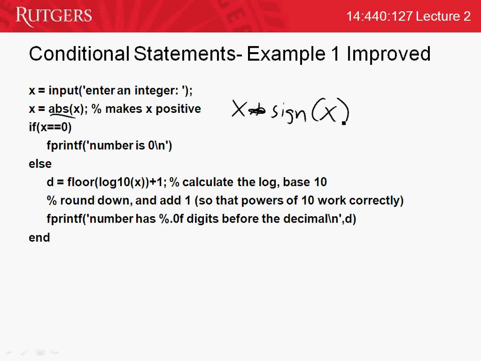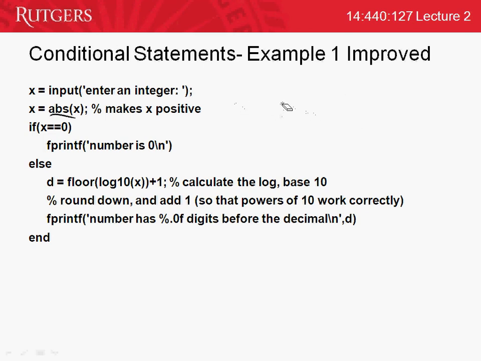Why? Well, if x is 0, sign 0. If x is positive, the sign of x is 1, so it doesn't change. If x were negative, the sign of x would be negative 1. So we'd have some negative number times negative 1. It would become positive. So that x times sign of x and absolute value of x are the exact same thing. Programming has lots of different ways to do something.